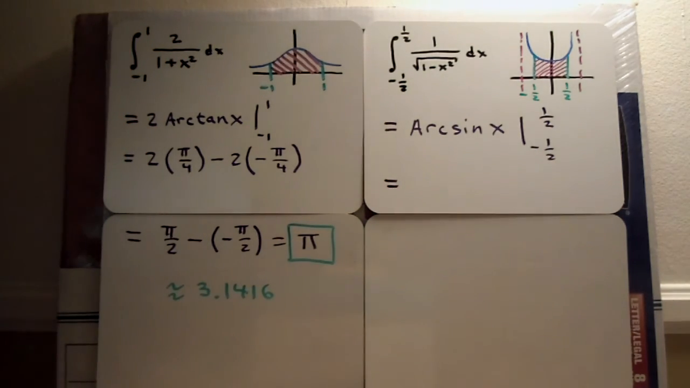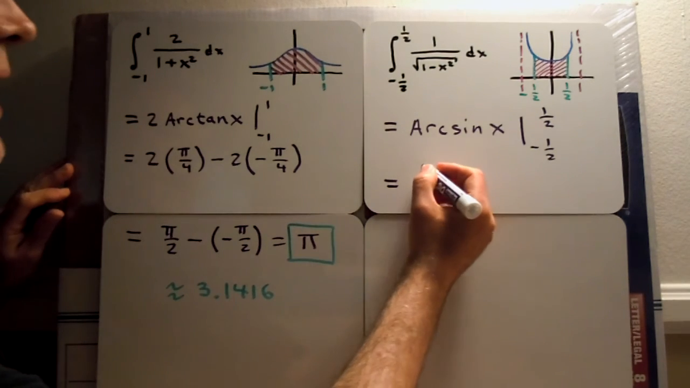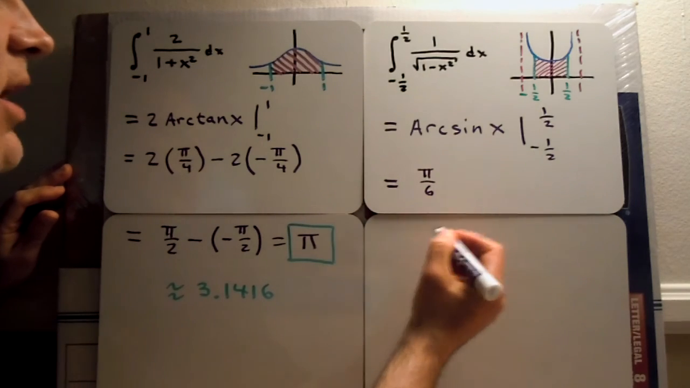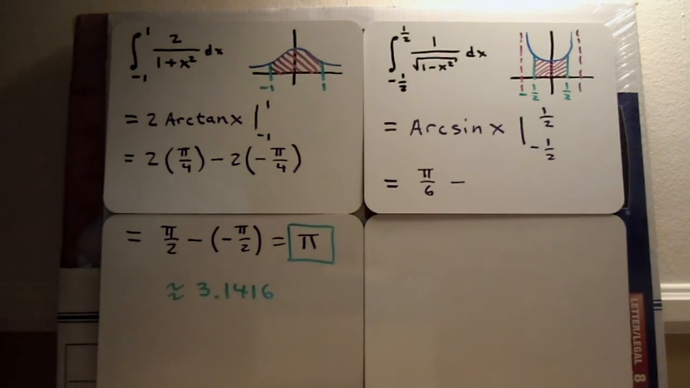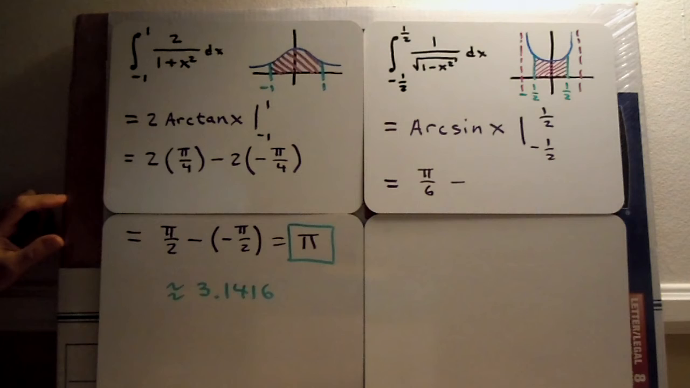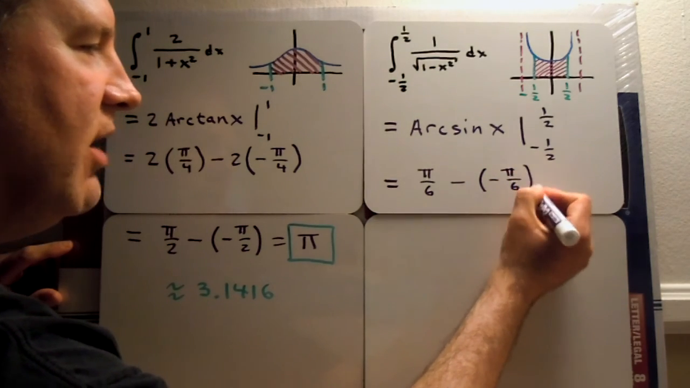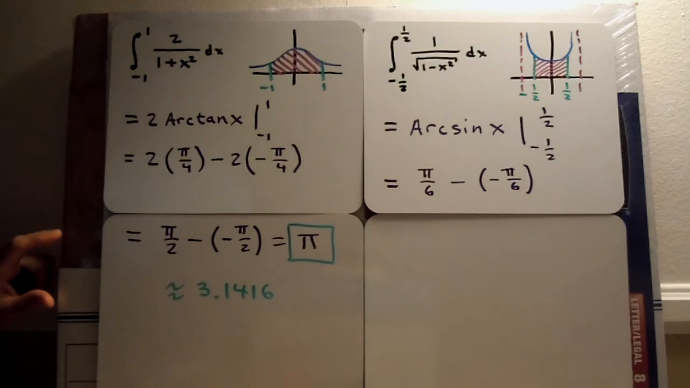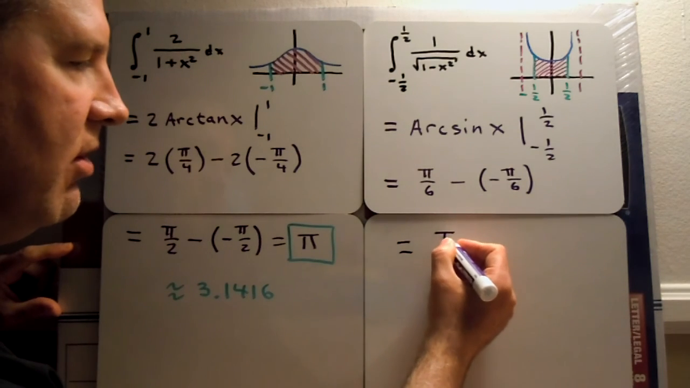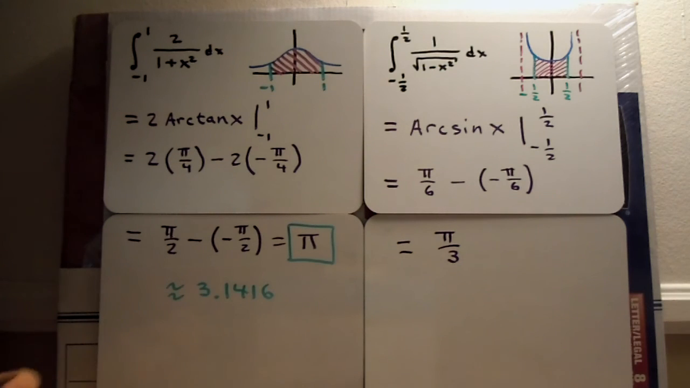And then so evaluating this, we're thinking the arc sine of 1/2, what is the angle that has a sine of 1/2? That's pi over 6. Minus the value at negative 1/2, the arc sine of negative 1/2, in other words, the angle that has a sine of negative 1/2 is negative pi over 6. And it looks like we have as our final answer pi over 3.